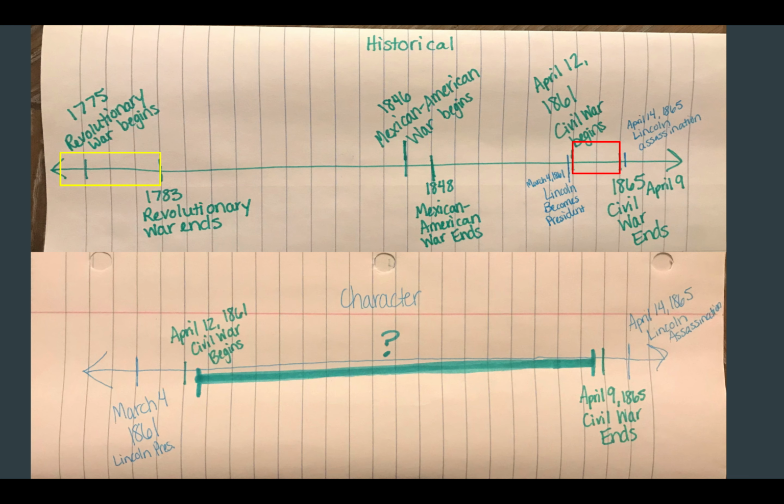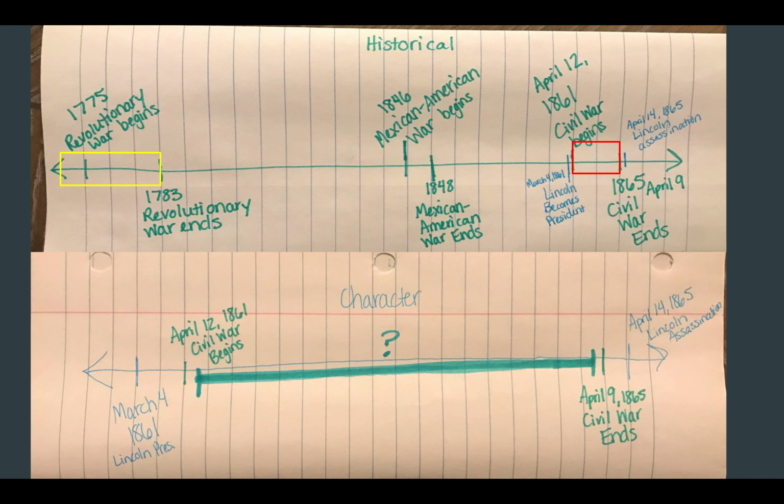So looking at Pink and Say, we know it is happening sometime when Lincoln is president. Because I did research, we now know that Lincoln became president on March 4th, 1861. The Civil War began about a month after he became president. And then, April 9th, 1865, four years later, the Civil War has ended.